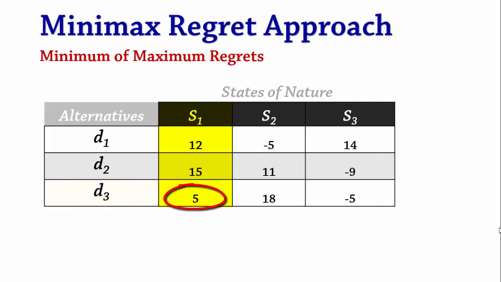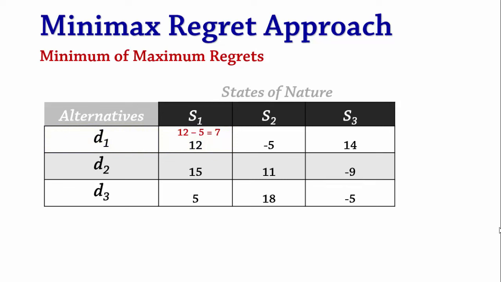So if S1 occurs and you already chose D1, your regret will be 12 minus 5, which equals 7. That is, if you could pay $5 for an item and you paid $12 instead, your regret will be $7. Note that if these are profits, we will subtract all payoffs from the best, which in that case will be the largest value. But because these are costs, we will subtract the smallest from other payoffs. Whatever you do, make sure your regret values are not negative.